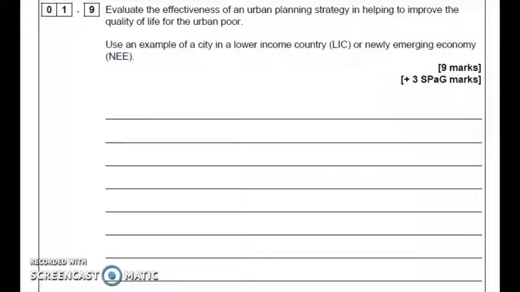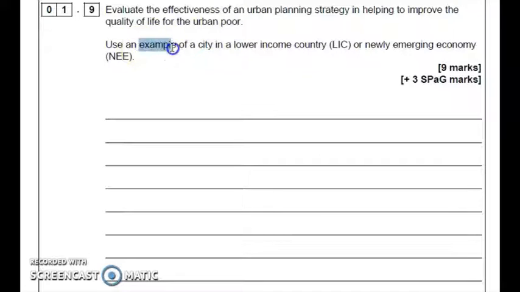1.9. Evaluate the effectiveness of an urban planning strategy in helping to improve the quality of life for the urban poor. Use an example of a city in an LIC or NEE. So, 9 marker, plus 3 for spelling, punctuation and grammar. So, what this question is basically asking is, how good is a project that is trying to help the lives of poor people who live in a city?